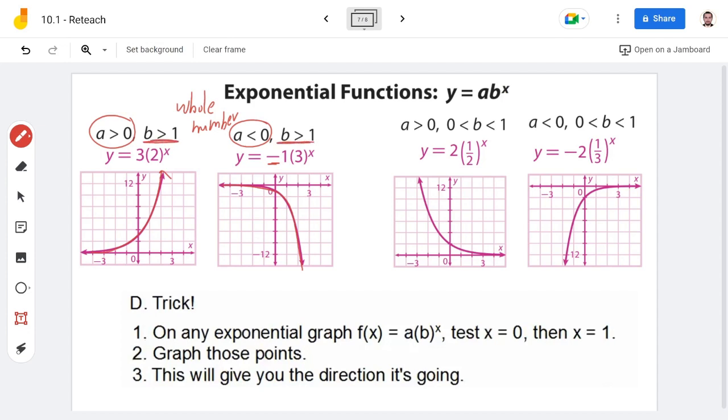Now, when b is a fraction, as b between 0 and 1, which means a half, a quarter, 1 over 3, which is between. So this one will go down like this, and this one will go down right there. Now, this is the trick that I promised you to graph. On any exponential function, test x and 1, and then you graph the point. This will give you the direction where the function is going.